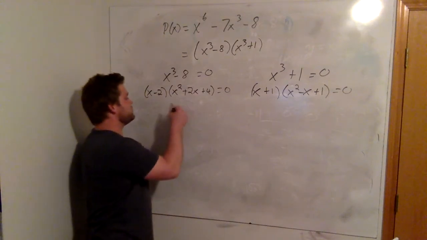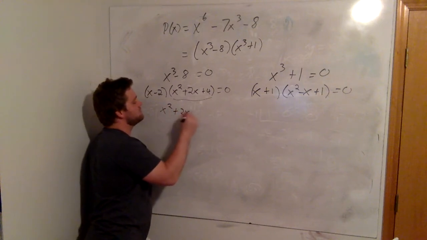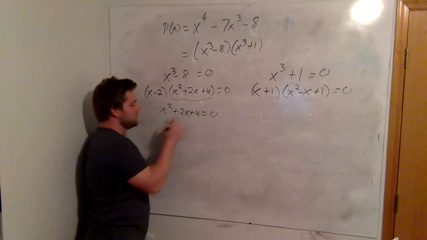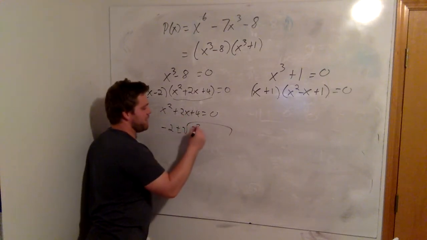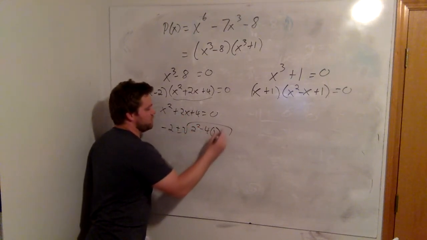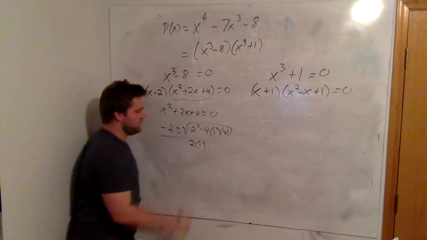So I've got to use the quadratic equation. When is x squared plus 2x plus 4 equal to 0? I'll get negative b plus or minus the square root of b squared minus 4ac. My a is 1, my c is 4, all over 2 times a, all over 2 times 1.